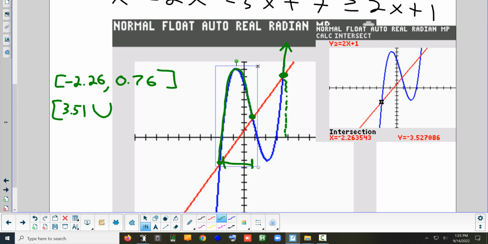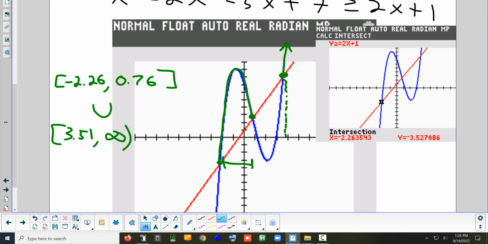So from 3.51, and how high of a value could I pick? To infinity. That's never coming back down. From here, the blue one is always above the red one. Whenever you have multiple intervals, you put "or" because you could either pick an x value here or here.